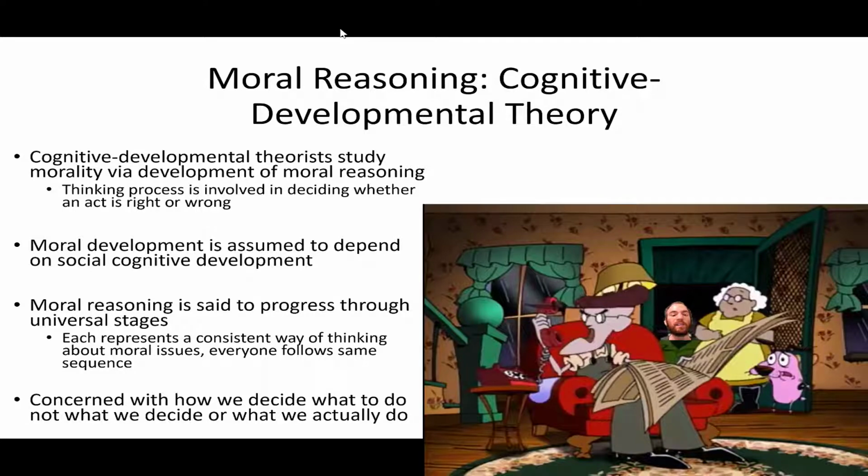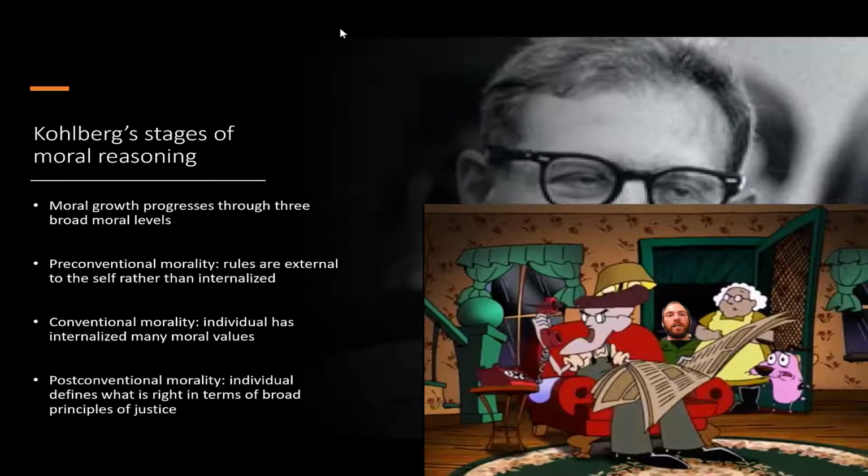Thus, they're really not concerned about what an individual actually decides to do or what they actually do, but really concerned about the process, how they go about deciding something. What is their moral reasoning when making a moral decision? And the most famous of this is Kohlberg's stages of moral reasoning. Kohlberg argued that moral growth progresses through 3 broad moral levels.